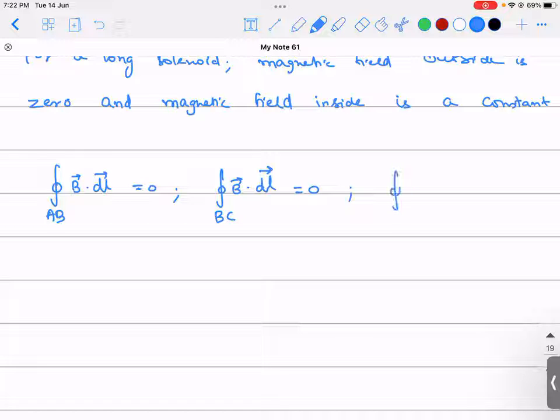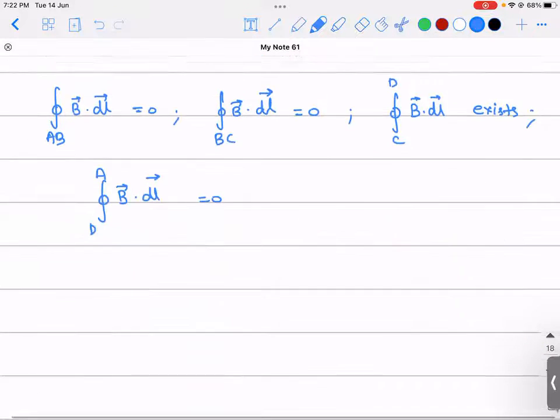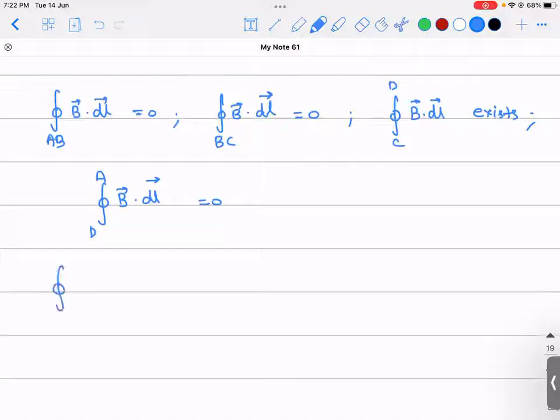Similarly, the line integral of B dot dl from C to D exists. It's a non-zero value. And the line integral of B vector dot dl vector from D to A is also 0 because B vector and dl vector are perpendicular to each other. Okay, when that is the scenario, then the line integral of B vector dot dl vector from C to D is equal to mu naught into I net. Am I clear till this point?